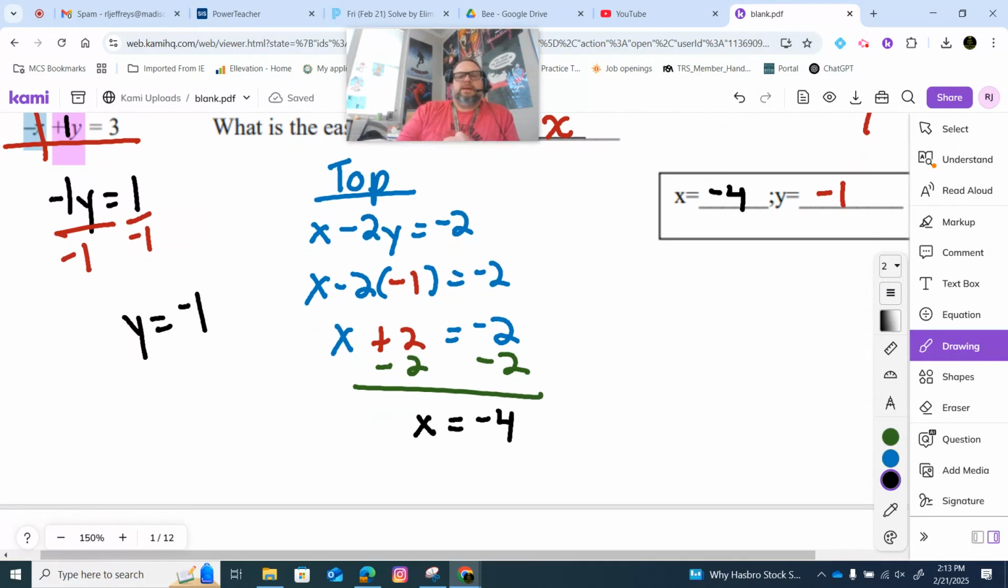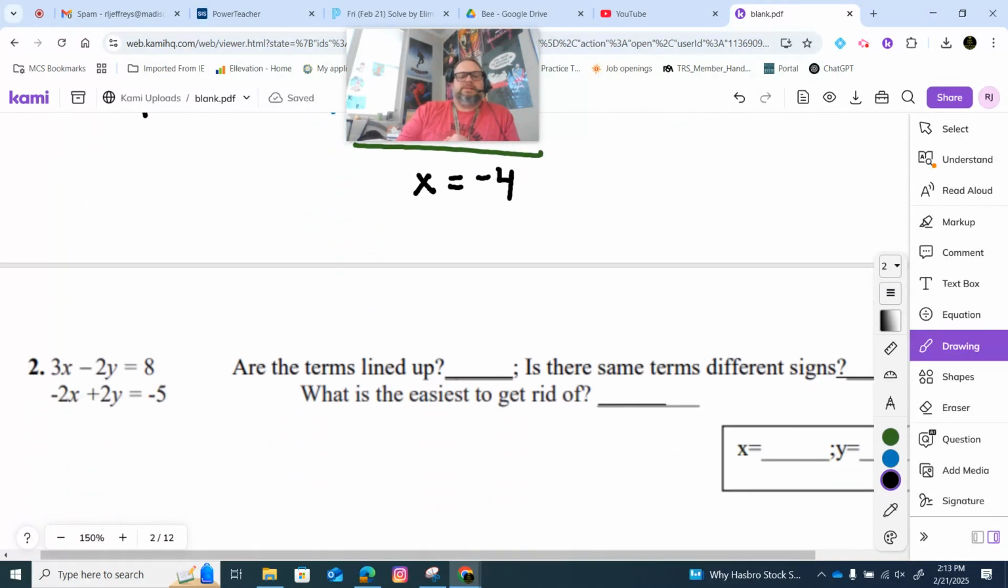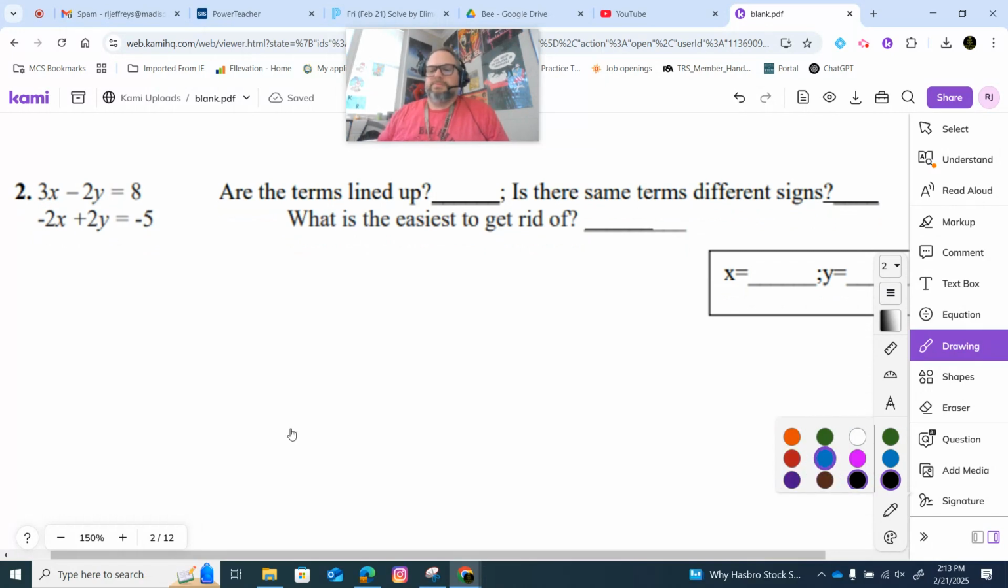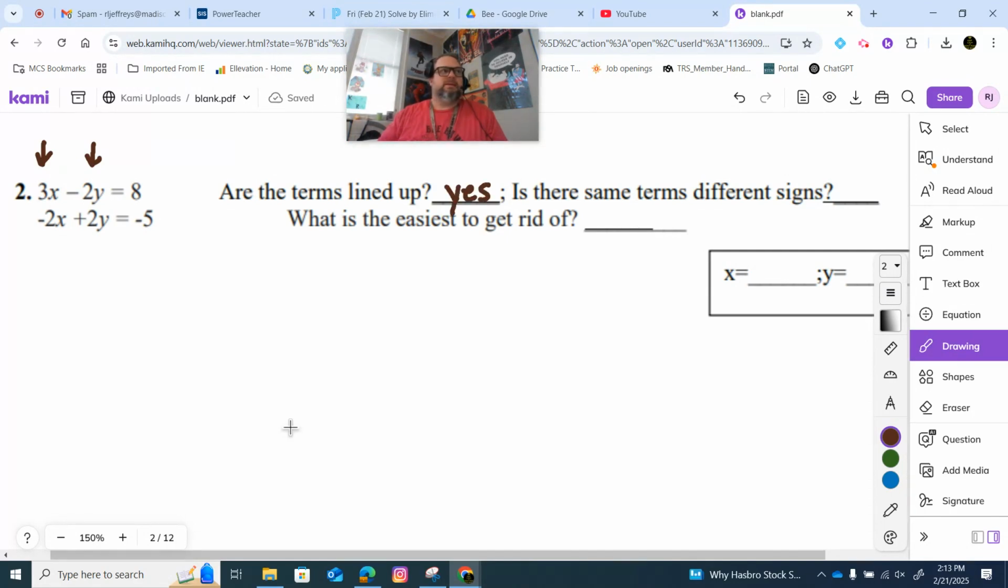Okay, good. Got that written down. All right, scrolling down to number 2. Are the terms lined up? Do we have all the x's in one column, all the y's in a column? Yes or no? Yes.